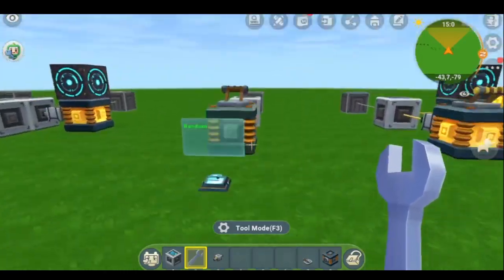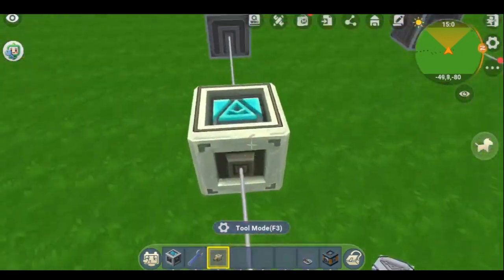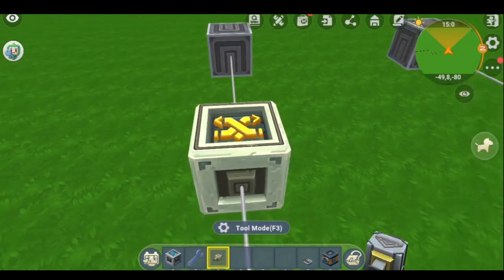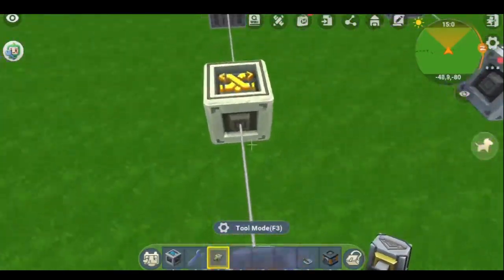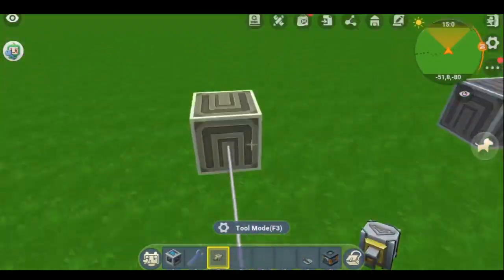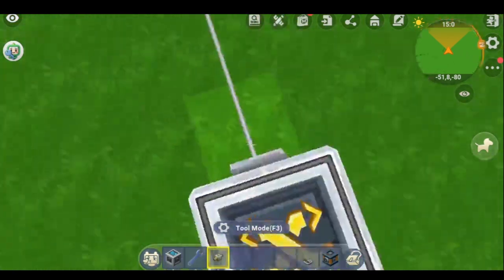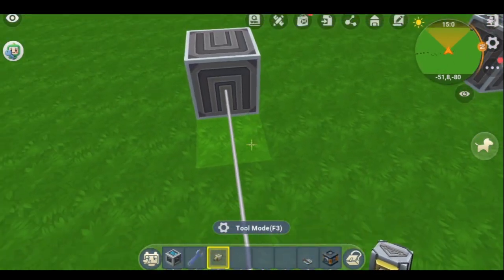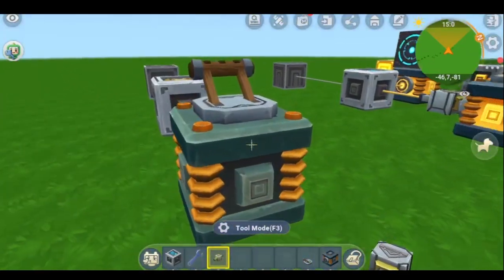Another important thing is the random mode. When you click on it on the top, you will be able to switch the comparator to the random mode, meaning that it's going to output a random amount of energy between 1 and 15. Remember, all energy has a maximum amount of 15, and the minimum is 0. Let me show you the example.